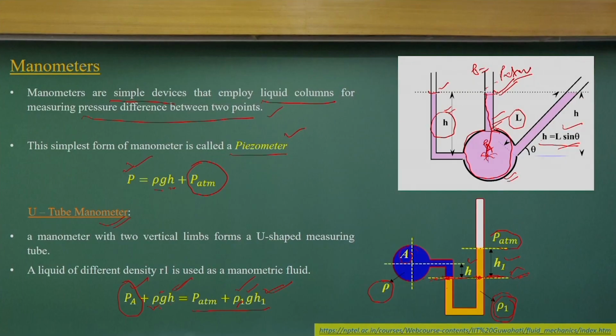Most of the time we use this simple device, the U-tube manometer, to measure H and H1 with graduated scales, and by measuring H and H1 and using the simple hydrostatic equations we can compute the PA value.